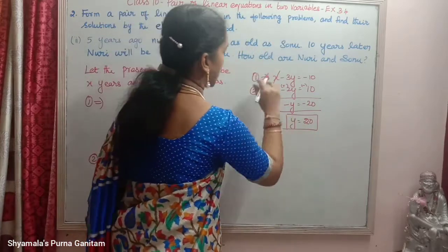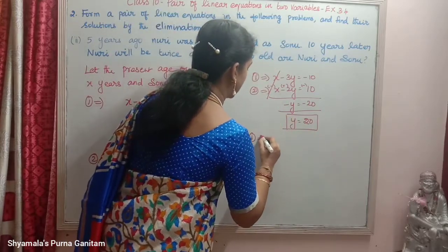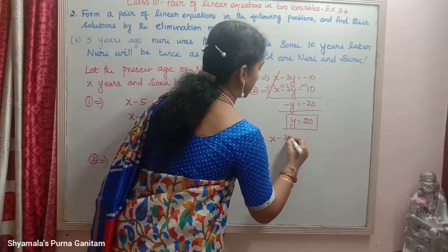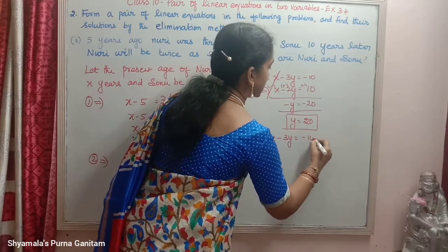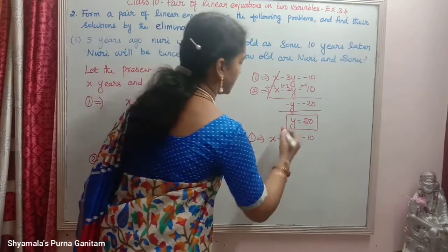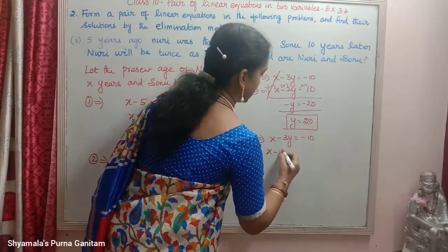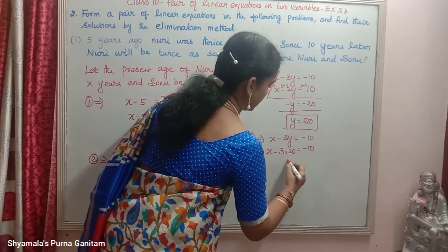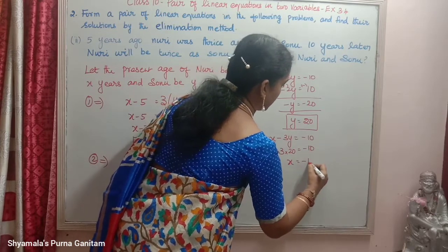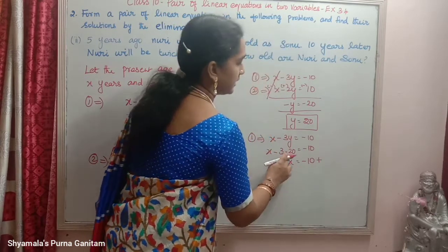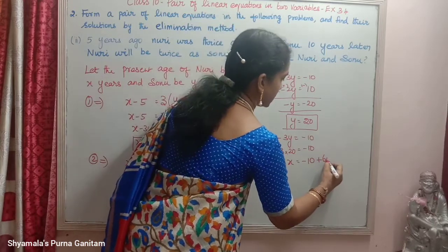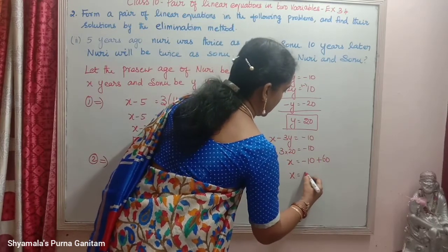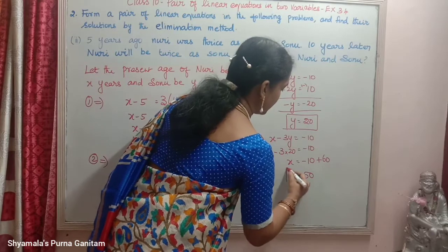Okay, so this y value we will substitute in the first equation. The first equation is x minus 3y is equal to minus 10. So x minus 3 into 20 is equal to minus 10. So x is equal to minus 10 plus 3 twos are 6, so that is plus 60. So the x value is 50.